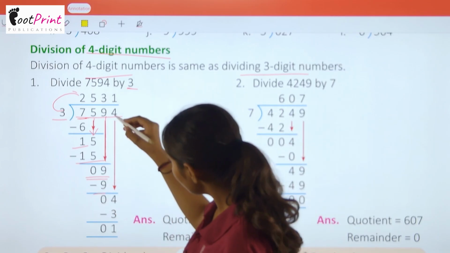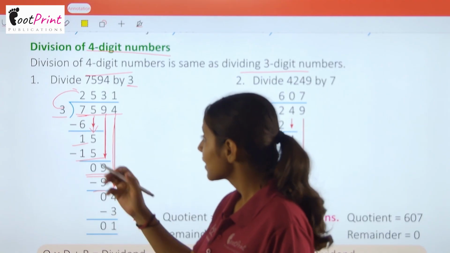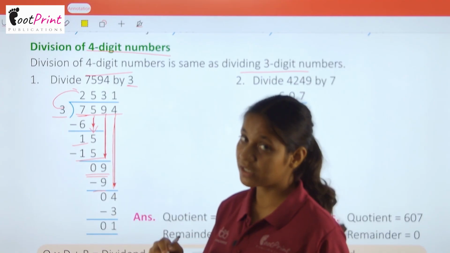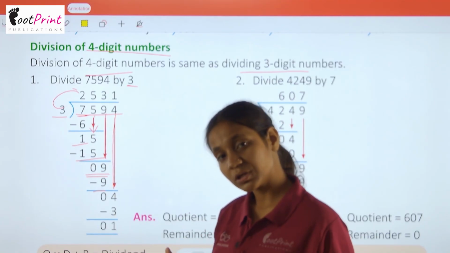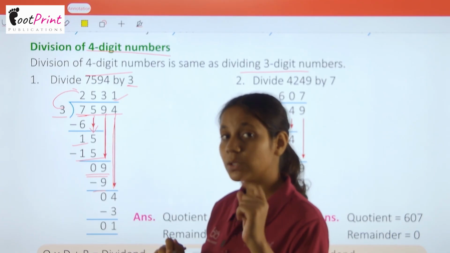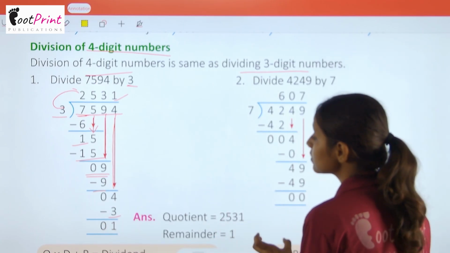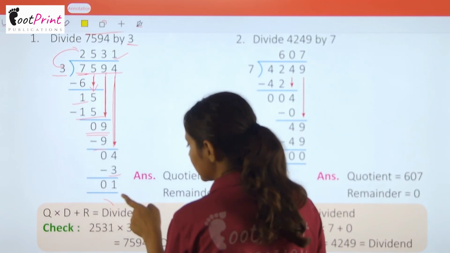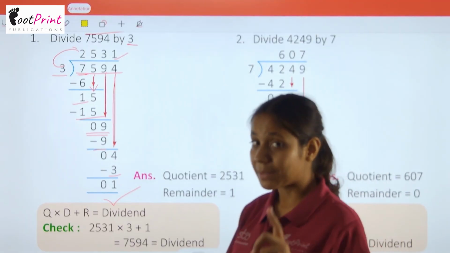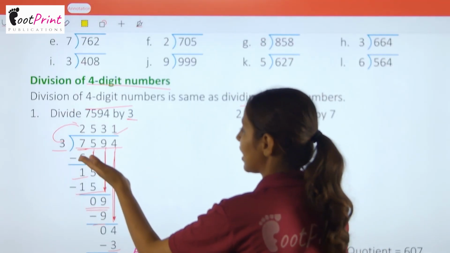Now we will bring this 4th number, that is 4. Okay, now 3 के टेबल में 4 आता है? जी नहीं, ये नहीं आता है. इससे छोटा नंबर, yes it does come at the 1's place. Okay, at the 1 time. So 3 1s are 3. So 4 minus 3 is 1. As a remainder, at the last we are getting remainder 1. As a quotient we are getting 2531.